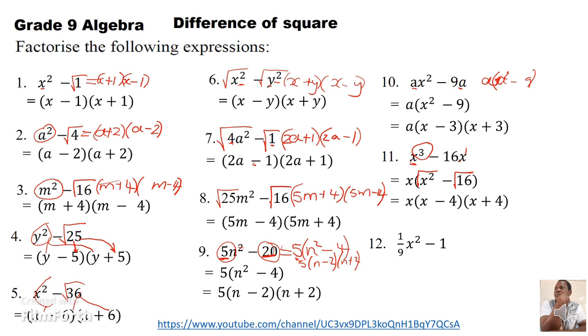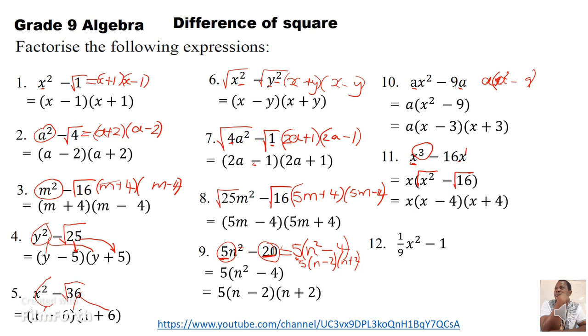Number 12, I decided to put a fraction because I know that a lot of learners don't like fractions. They're like, oh, please, Jesus, come fetch me. Fractions, here we go again. But if you look, you're going to notice that the method, we emphasize this in maths a lot. When you're doing maths, learn methods. The idea does not change. The numbers may change, but the idea does not change.